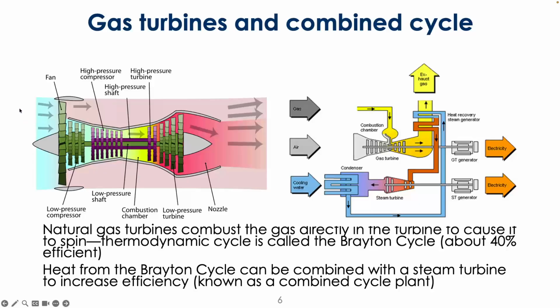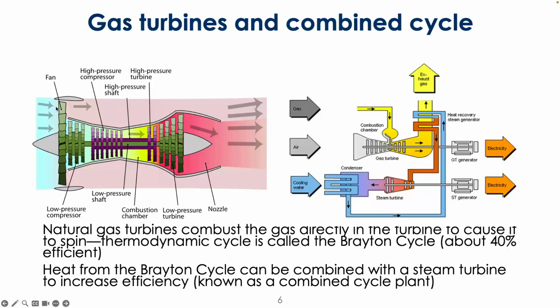You have air coming in through this nozzle. It gets compressed to high pressure. Gas gets injected in the middle segments. And then you have combustion happening, which is the thing that actually spins this entire turbine. And out of the back, you have these hot exhaust gases.